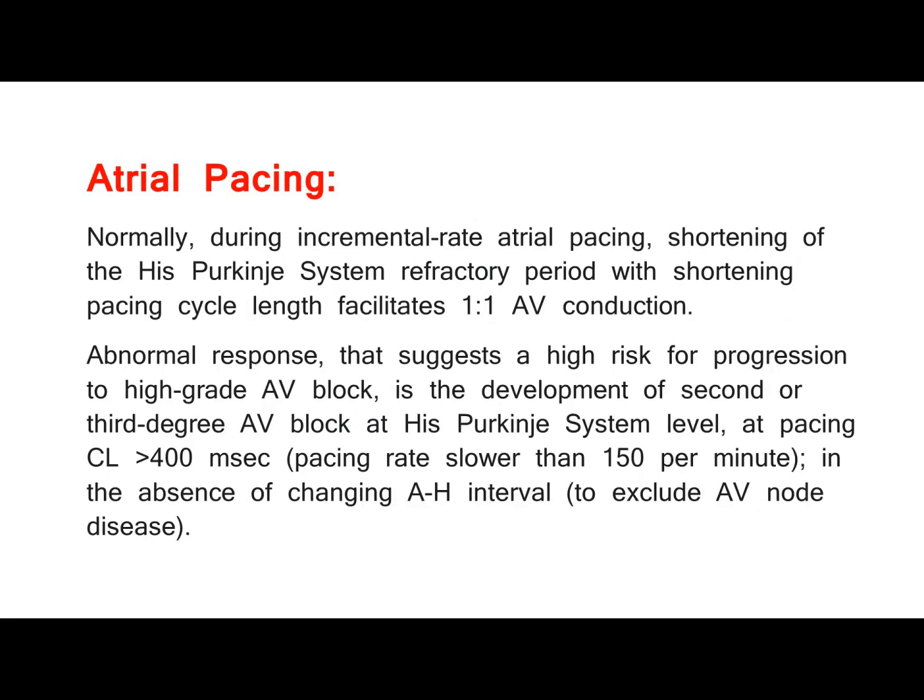Atrial pacing. Normally, during incremental rate atrial pacing, shortening of the His Purkinje system refractory period with shortening pacing cycle length facilitates 1:1 AV conduction. Abnormal response, that suggests a high risk for progression to high-grade AV block, is the development of second or third degree AV block at His Purkinje system level, at pacing CL greater than 400 millisecond, pacing rate slower than 150 per minute, in the absence of changing AH interval, to exclude AV node disease.